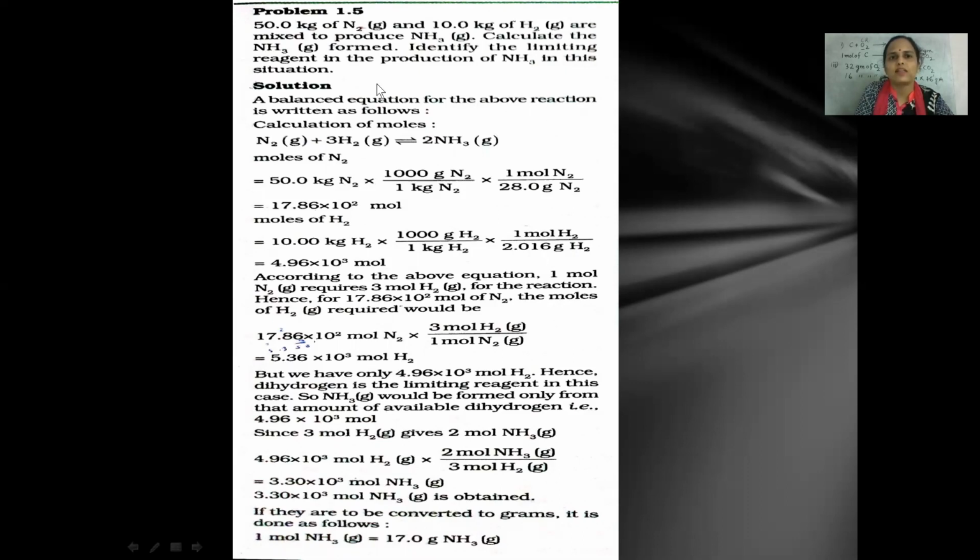react with one another and they result in the formation of ammonia. So you need to calculate the amount of ammonia that is formed. And the second thing which you need to calculate is to identify the limiting reagent in the production of ammonia in this situation.